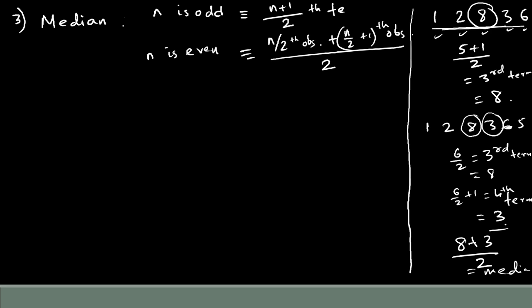Okay, hope this is clear to you guys. So what will be your median when n is odd, and what will be the median when n is even? Now there are two more concepts right under median only. Let me just write it like this. One is, what will be the lower quartile?